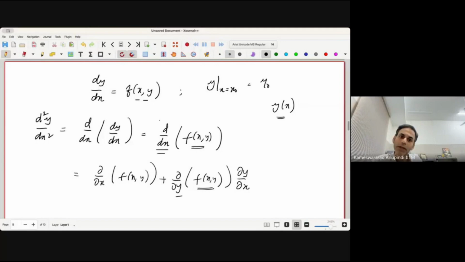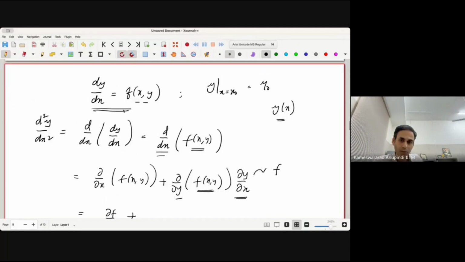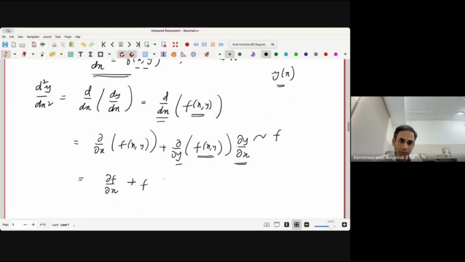So that's why we are writing d by dx, its change with respect to x, is what we are calculating. But then the underlying function is a function of both x and y, and y itself is a function of x. So this is slightly different from what we learned so far. That means this is going to be partial f by partial x, the first term, and then the second term is partial y by partial x, which is nothing but f from the given equation. So this is going to be f times partial f by partial y. Okay, so that is d square y by dx square.